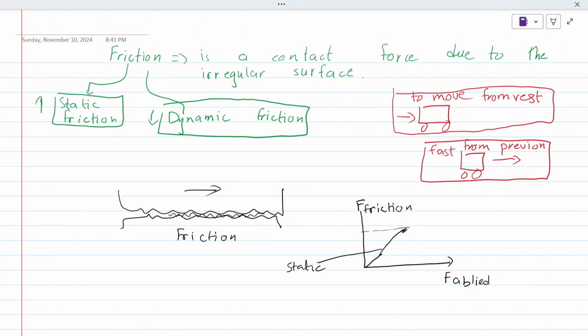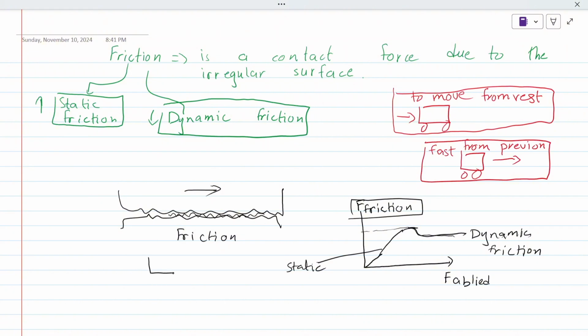But if we apply more force, the body will start to move and the friction will decrease. It is dynamic friction. Let me elaborate. Static friction is variable. If we apply more force, the static friction will increase, but only up to a certain value, then it will decrease and become dynamic friction.